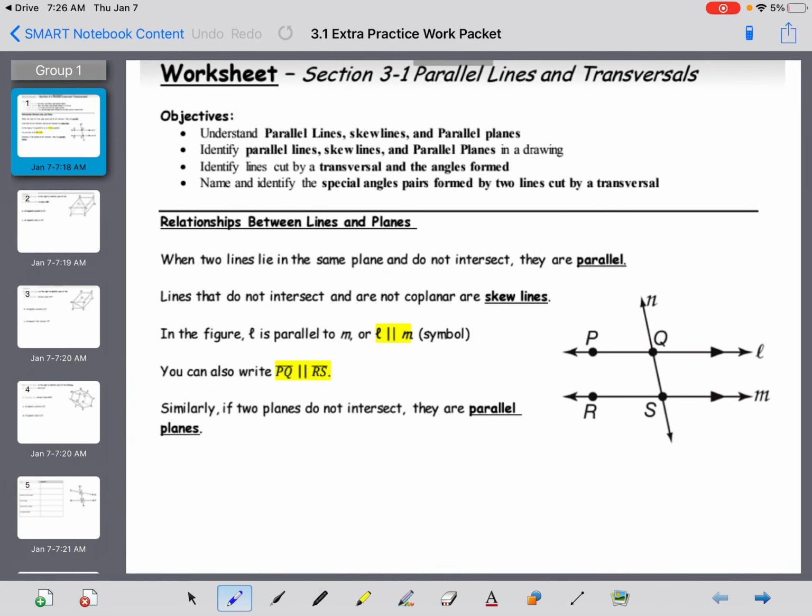All right, everyone, this is your section 3.1 work packet, okay? Your first page is just some objectives of the packet itself. And on the bottom here, we have relationships between lines and planes.